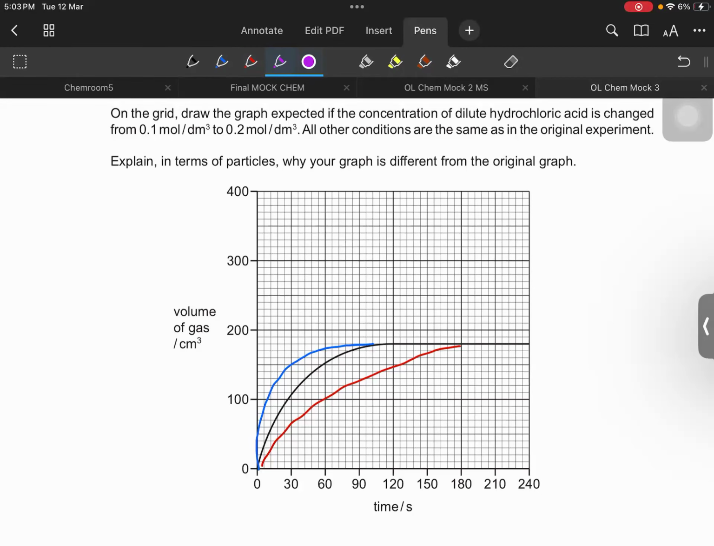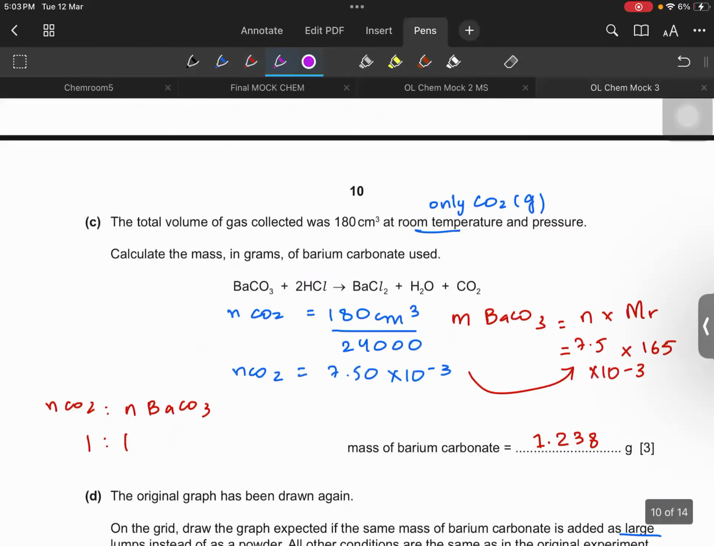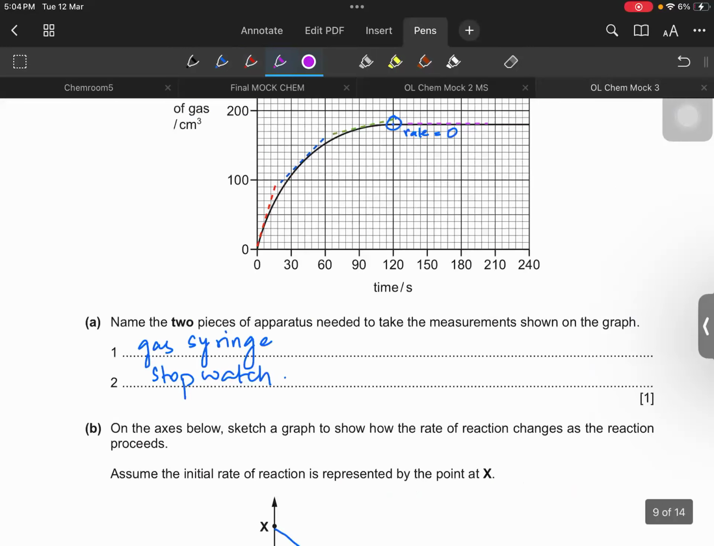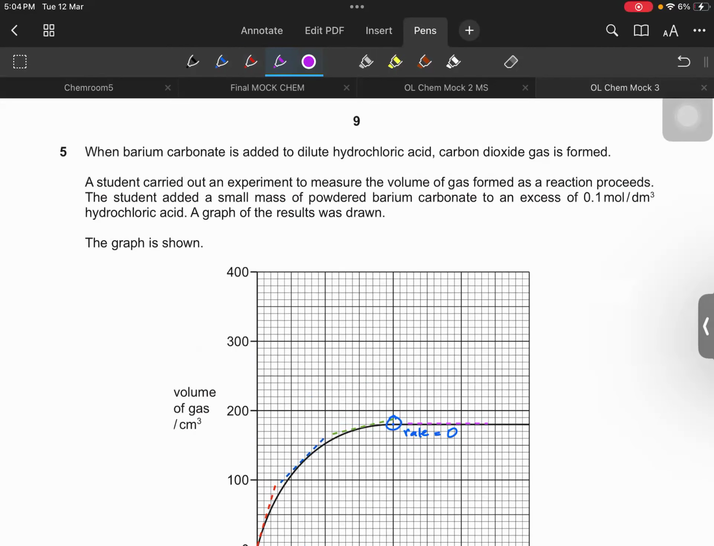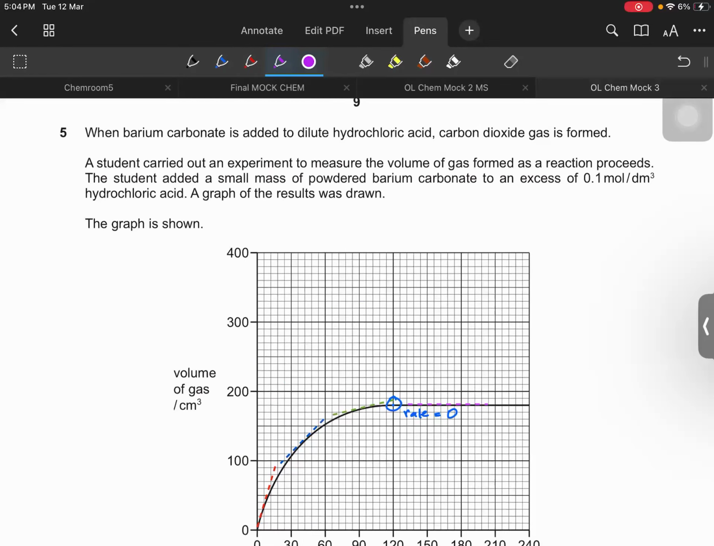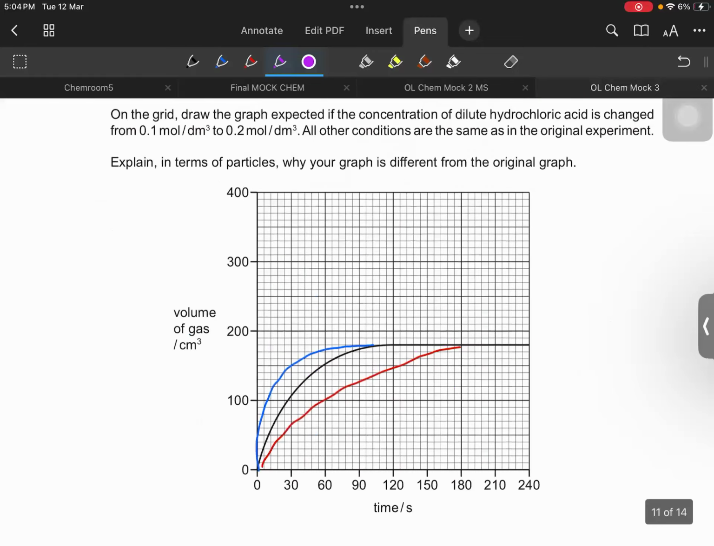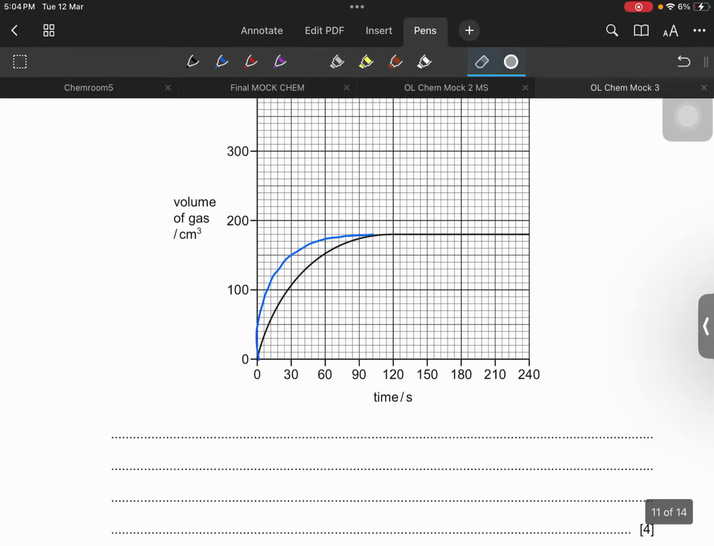Which one was the limiting reactant? Let's go back to the question and see which one was the limiting reactant. Sir, barium carbonate. No. Read the sentences, please. Sir, it's written there, HCl. Okay, HCl was in excess. Okay, HCl was excess, then it's fine. Then the blue graph is fine.